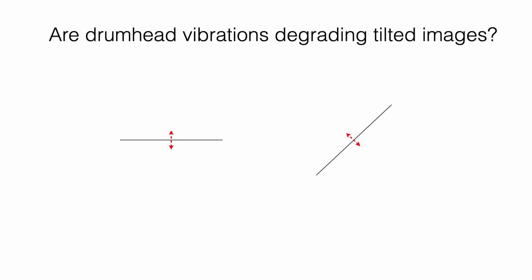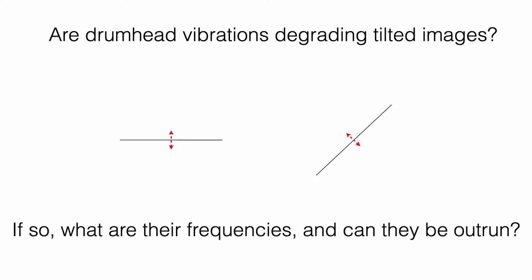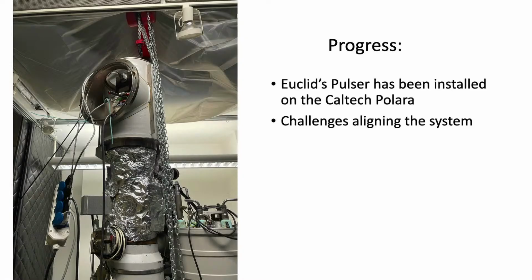One of the problems could be that drumhead vibrations on the grid are degrading the tilted images. You see, if the grid was vibrating in a drumhead motion and it's untilted, that would not disturb the image much because it's a projection. But if you had a tilted grid and it was vibrating that way, it would disrupt the resolution in one direction, which is in fact what's seen. So how can we beat this? Maybe we can take pictures faster than that drumhead motion. I'm going to move on through that.